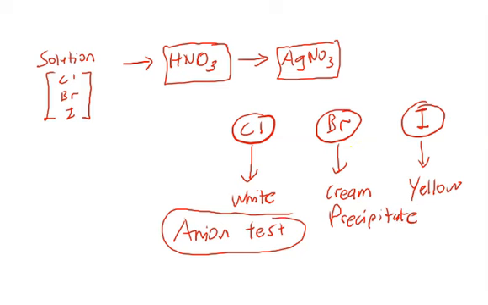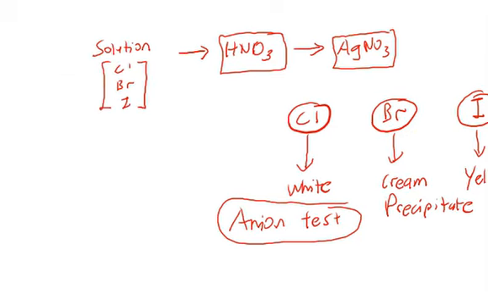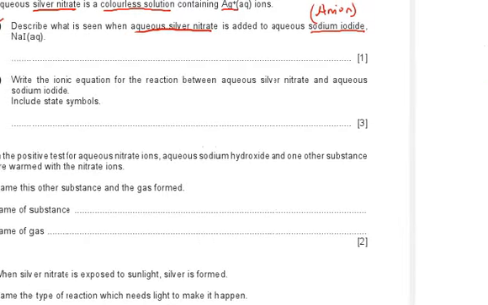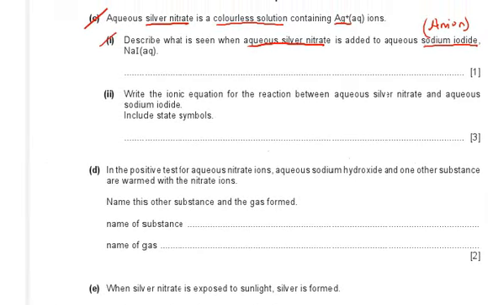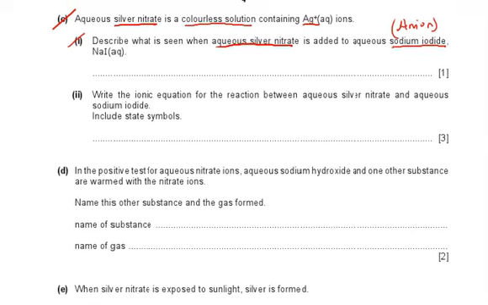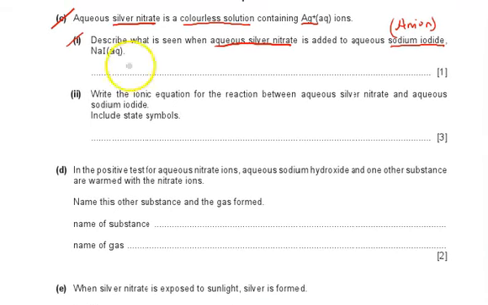So if you follow the question, they are asking for iodine. So iodine is definitely a yellow color. So you can write there yellow precipitate.